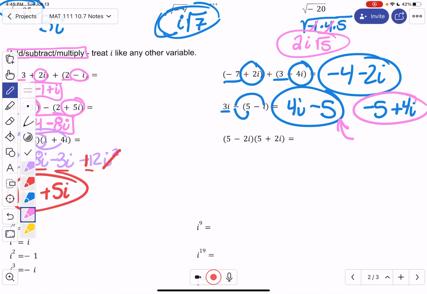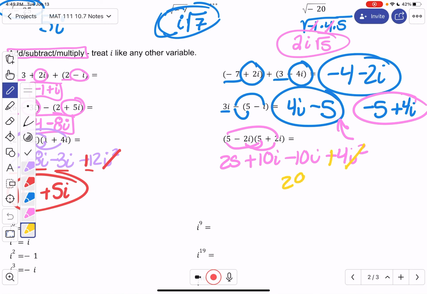I'll fix it. All right, here we have 5 times 5. 5 times 2i. -2i times 5. -2i times -2i. That i squared is going to change the sign. 25 plus 4 is 29. 10i minus 10i cancels.